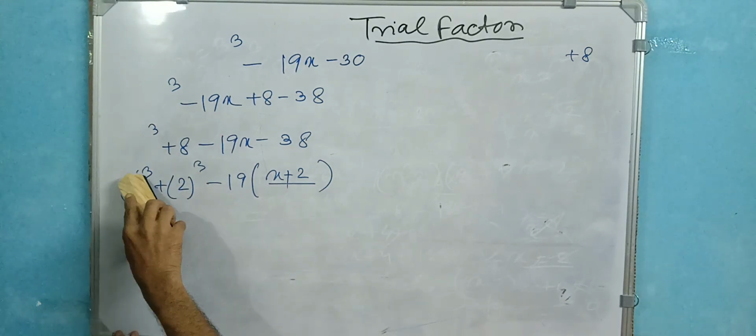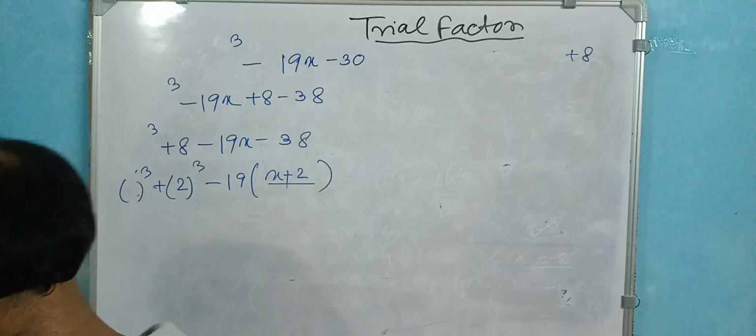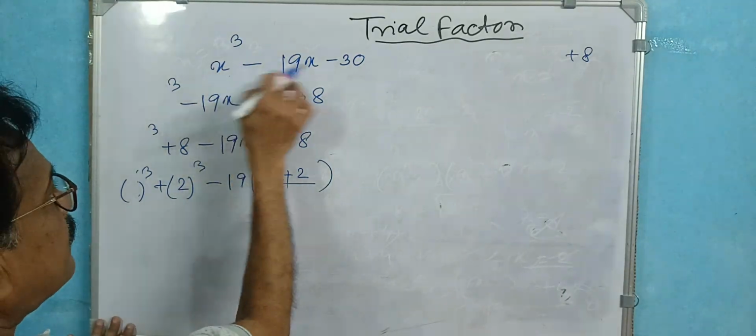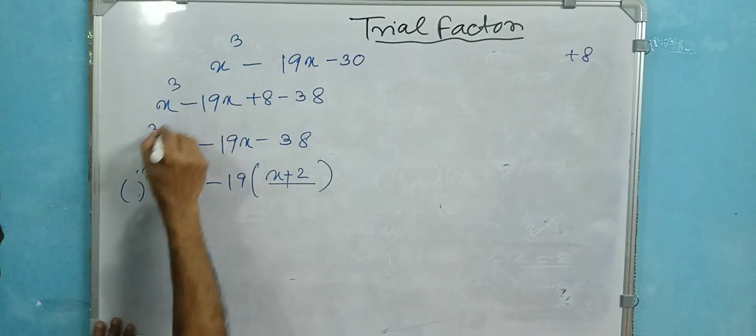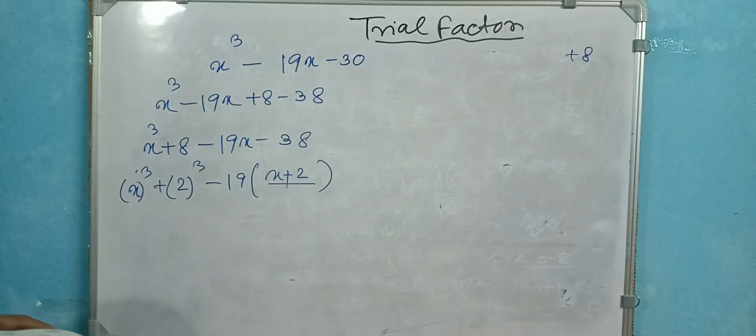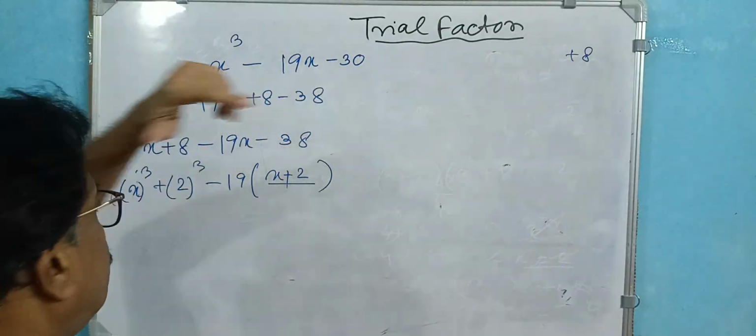X and a will not be together. So this is a, just wrong. This is x cube. X and x. So this is x cube. Okay, let me repeat: x cube minus 19x minus 30.